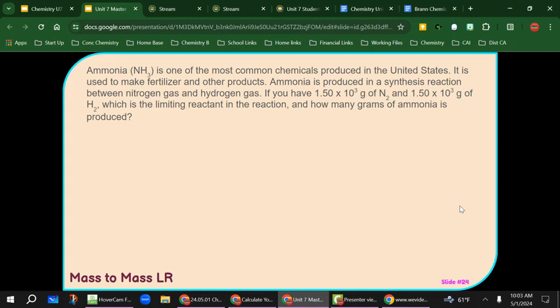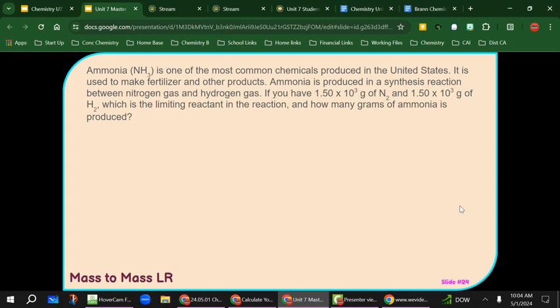Ammonia is the most common chemical produced in the United States. It is used to make fertilizer and other products. Ammonia is produced in a synthesis reaction between nitrogen gas and hydrogen gas. And if you have 1.5 times 10 to the third grams of nitrogen gas and 1.5 times 10 to the third grams of hydrogen gas, which is the limiting reactant and how many grams of ammonia is produced? Okay, so let's go back.